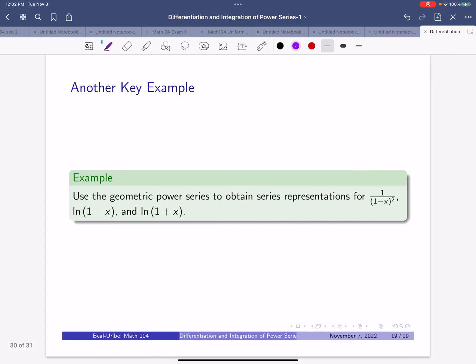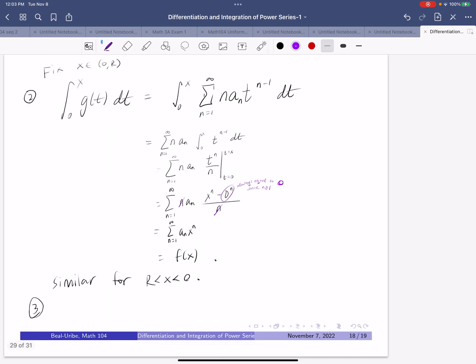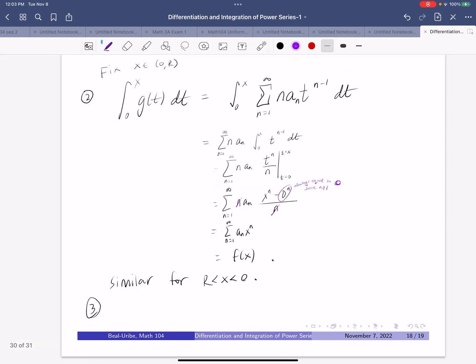Okay, let's do the second one. The second one is looking at the natural log of 1 minus x. If I take the derivative of the natural log of 1 minus x, that's going to be 1 over 1 minus x, and then times negative 1, doing my chain rule. So natural log of 1 minus x is the integral of negative 1 over 1 minus x dx. So we can do our term by term integration.